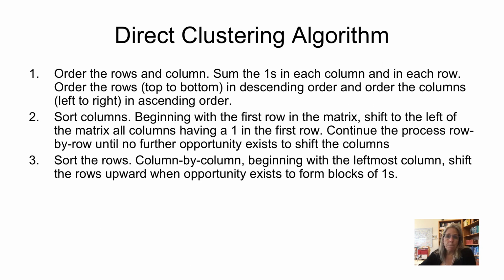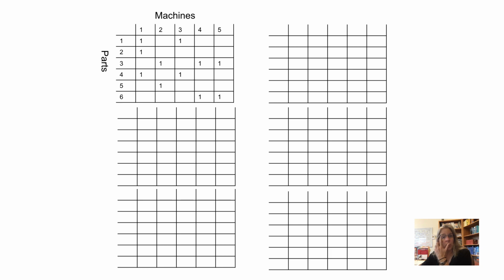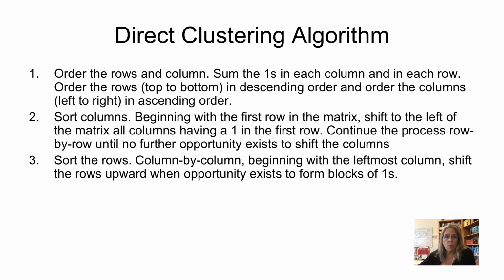So what we've done is we've created 2 cells that are made up of these machines, and then particular parts are processed in there. When we go through this, we start with a parts machine matrix. And we then order the rows and columns, sum the ones in each row and each column, and then order top to bottom in descending order, and do the same with the columns.